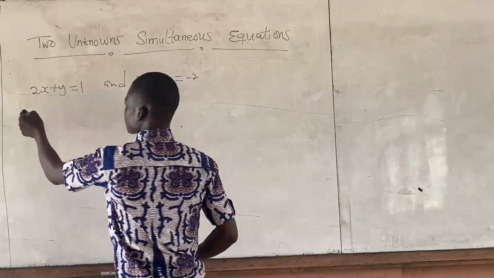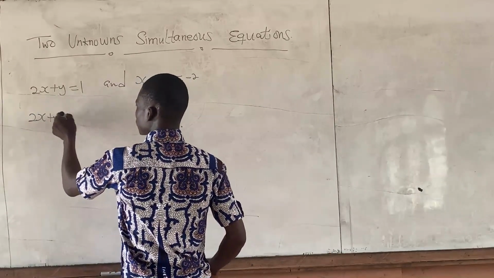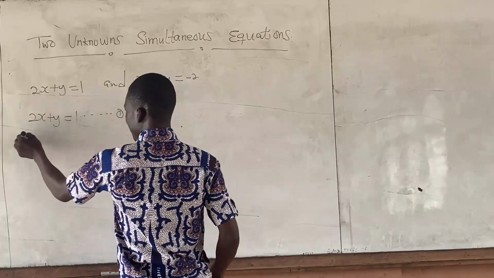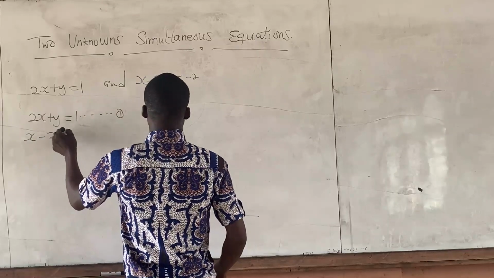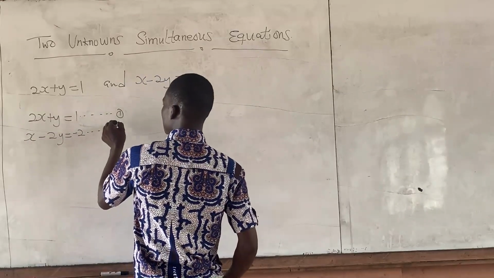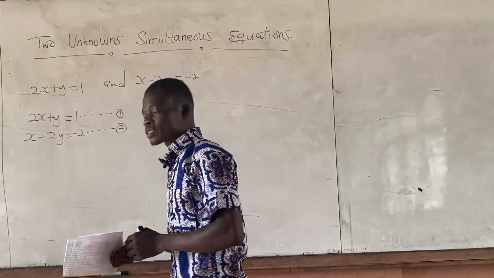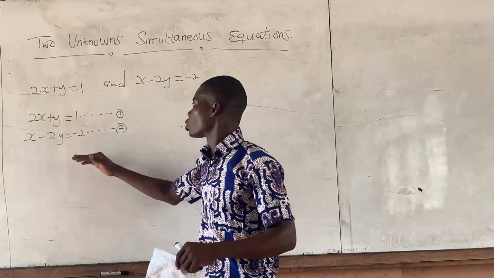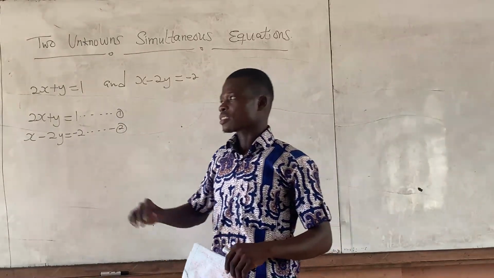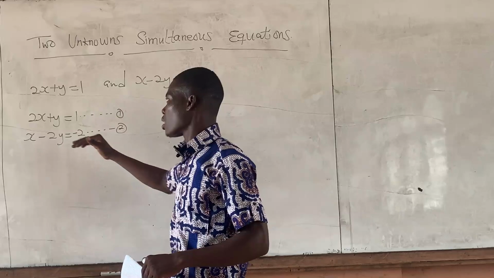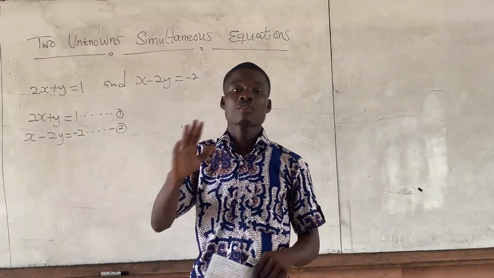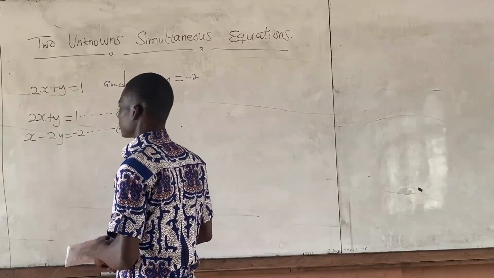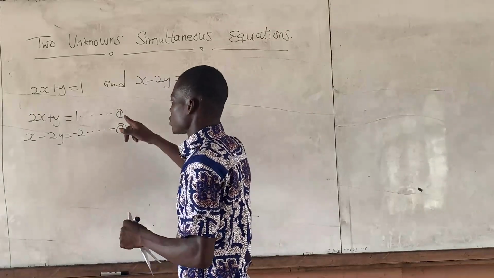So we have 2x plus y equal to 1. Let's name this equation 1. And we have x minus 2y equal to negative 2. Let's name this equation 2. Since we are using the substitution method, we have to make one of these variables the subject from any equation you prefer. So let's make y the subject from equation 1.